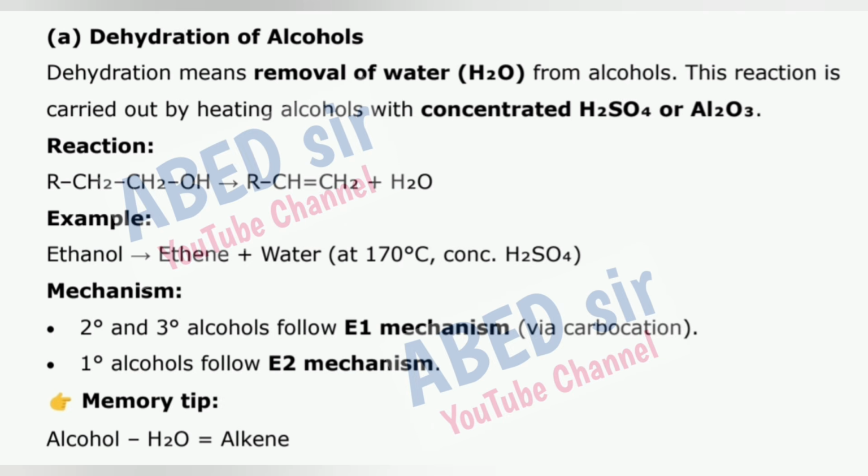Reaction: RCH2CH2OH → RCH=CH2 + H2O. Example: ethanol → ethene + water at 170 degrees Celsius, conc. H2SO4. Mechanism: 2 degree and 3 degree alcohols follow E1 mechanism via carbocation. 1 degree alcohols follow E2 mechanism. Memory tip: alcohol − H2O = alkene.